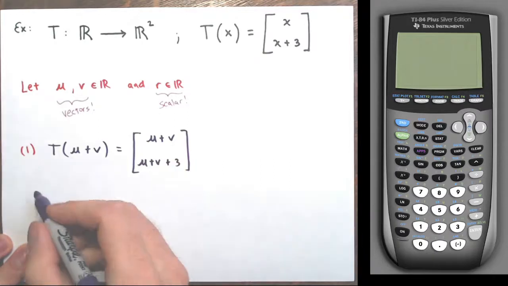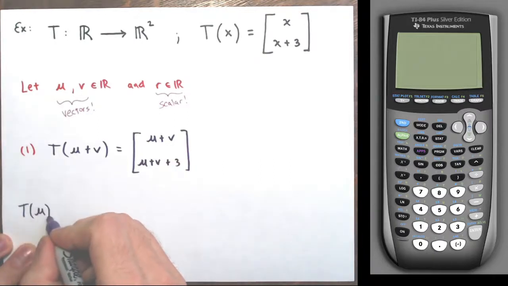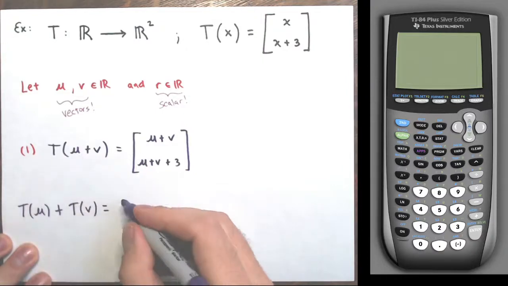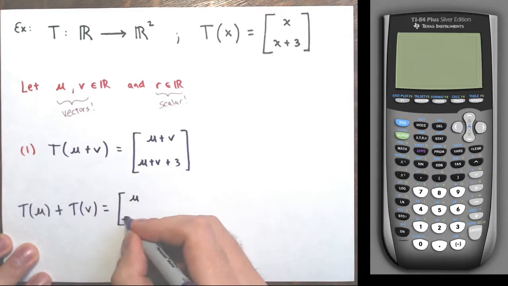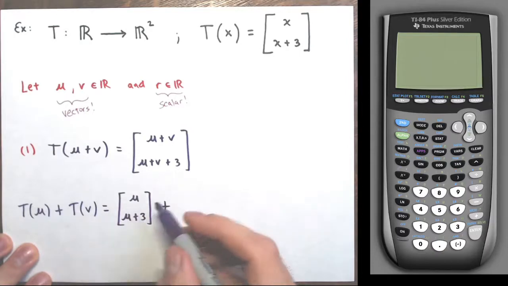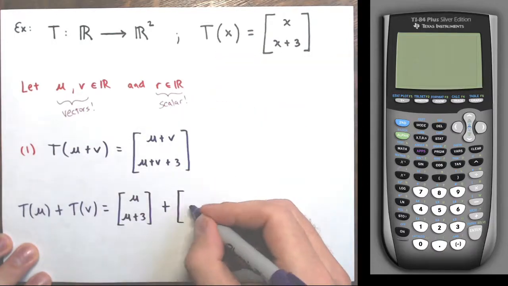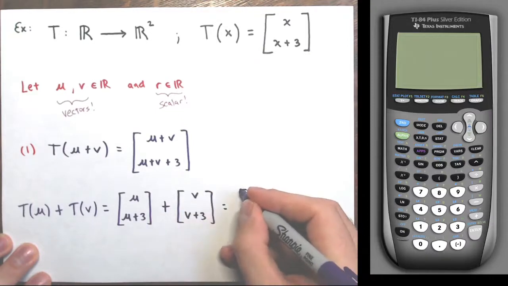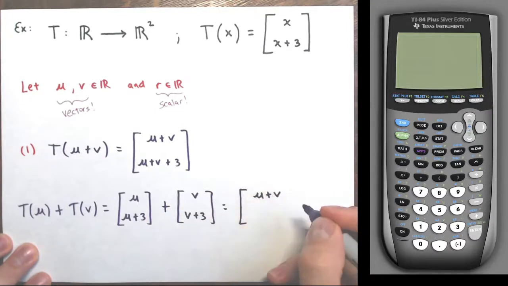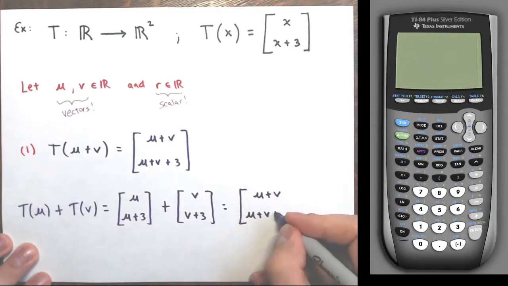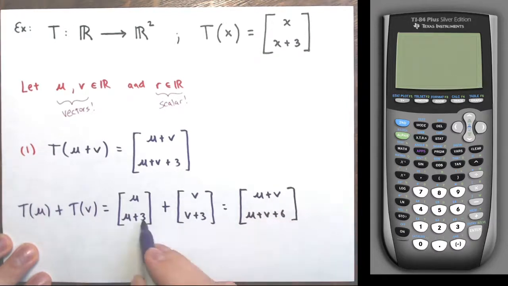All right. Now look at the other side. What's T of u plus T of v? Well, T of u would just be u for the first component, u plus 3 for the second component. Plus T of v, just replace x with v, would give me v for the first component, and then v plus 3 for the second component. And then when I do vector addition here, I'm getting u plus v for the first component, and then u plus 3 plus v plus 3, that'd be u plus v plus 6, because you got the 3 plus the 3 there. That's u plus v plus 6 for the second component.